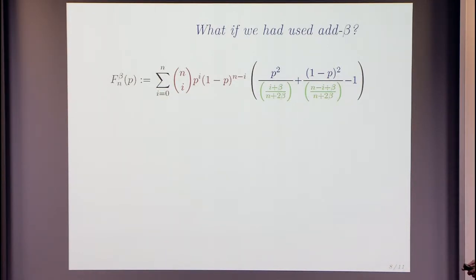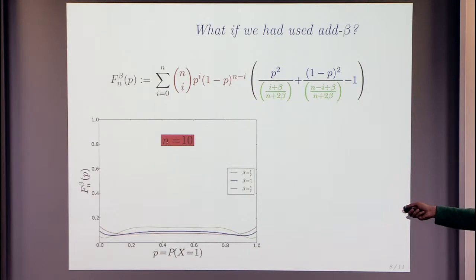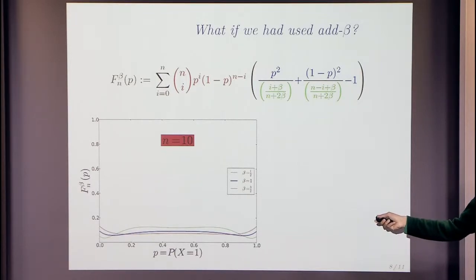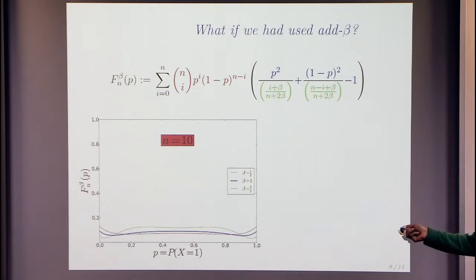Let's see a plot of this function. I've drawn 10 samples, and on the x-axis is the parameter p. The y-axis is the expected loss at the parameter p. And I've chosen 3 different values of beta: 1/2, 1, and 3/2. Beta equals 1 is my estimator, the Laplace estimator. And it's good, all these losses are very small. They're of the order of 1 over n, 0.1. Now if I increase n, suppose I make n very large, what do you expect will happen to these curves?